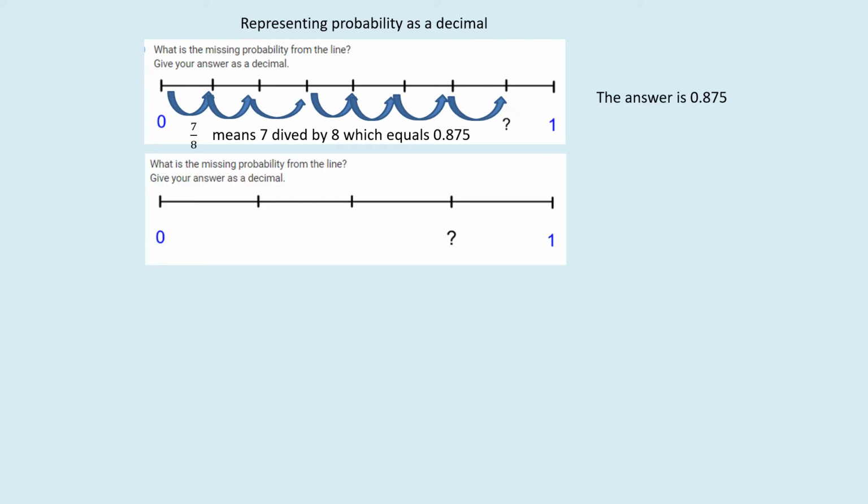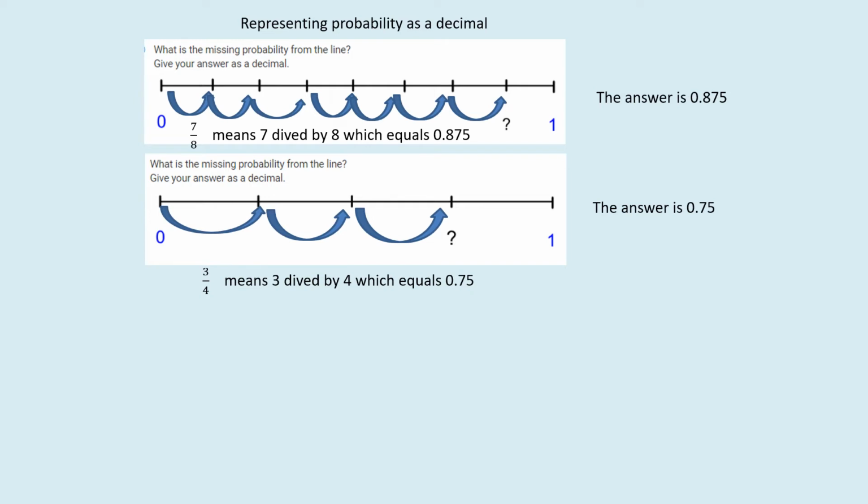Next one, here we can see it's 3 out of 4, and 3 out of 4 means 3 divided by 4, and if you pop that into your calculator you will get 0.75. So your answer as a decimal is 0.75.